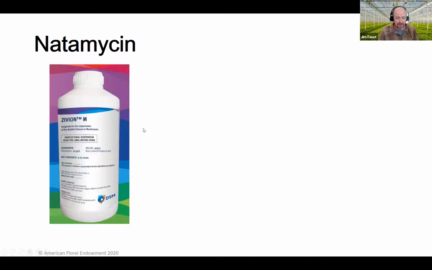So really the rest of the talk here, I'm going to go into some detail on this product because it's new to agriculture, and, to my knowledge, has never been used on floriculture crops, and shows some real promise. So we acquired this product through a product called Zivion, which is labeled for mushrooms. So it suppresses a disease called dry bubble disease, or Verticillium. And so that's the form that we used.